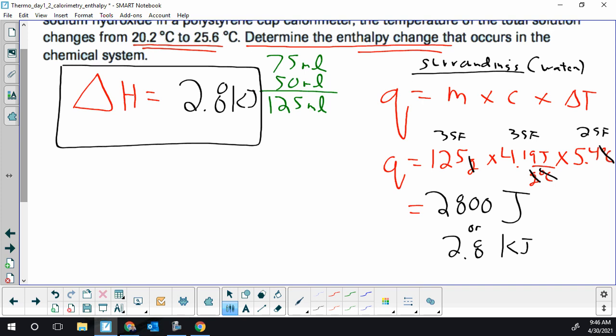I just need to think of the sign. Did we get hotter or colder? Did the water get hotter or colder? The final temperature is warmer. So this is an exothermic reaction that spit heat out. The chemicals lost heat and the water gained the heat. So I need to put a negative. The change in enthalpy is negative 2.8 kilojoules, or a release.